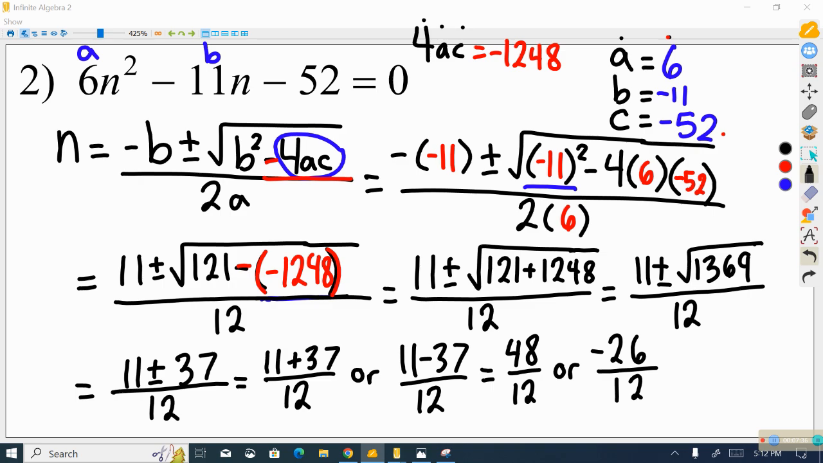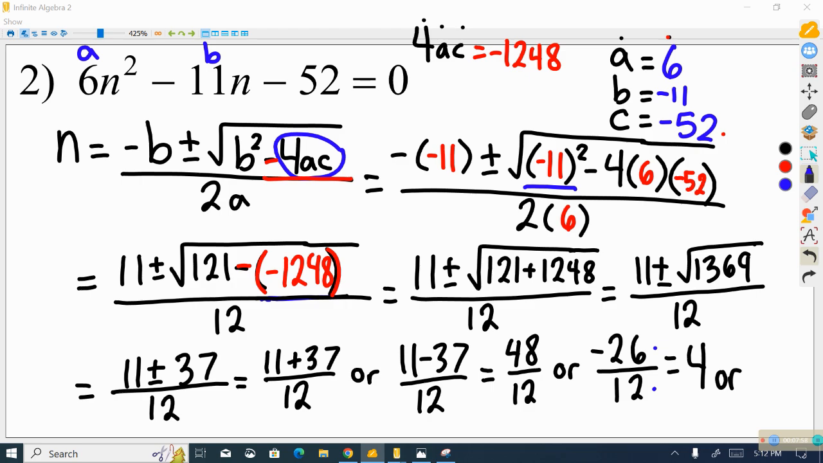So at this point, we have to simplify these two fractions, right? We should see that 48 over 12 breaks down into 4. But we're also going to have to break down negative 26 over 12, right? And so we'd have to see that both of these values are even, right? 26 is even and 12 is even. So I know I could at least divide those both by 2.